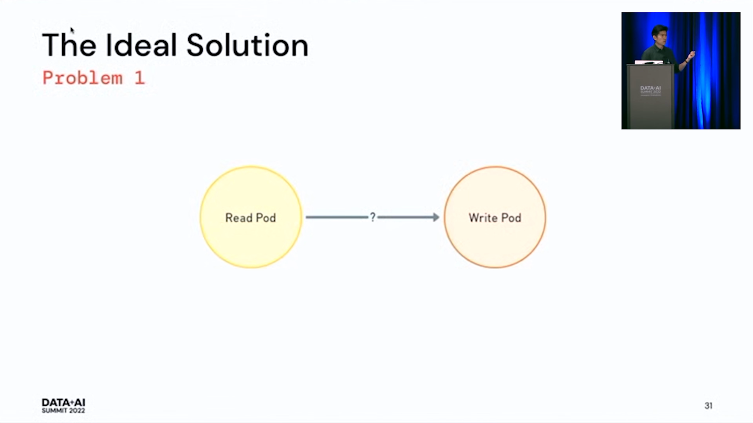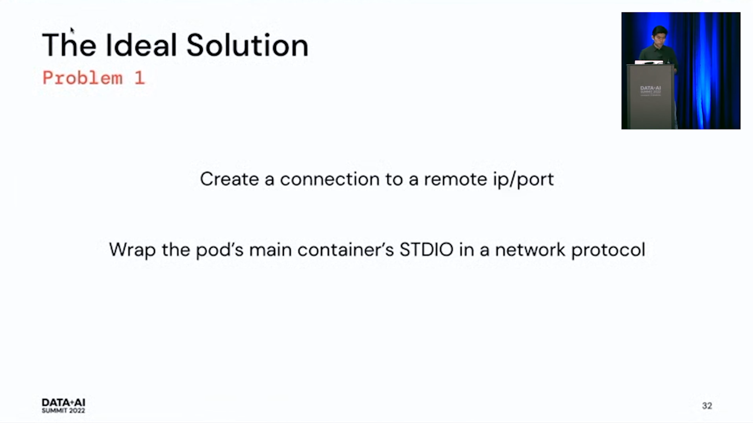You have your read CLI in the read pod, the write CLI in the write pod. How do we get them to talk? So what we realized was, taking a step back, you can actually restate this problem as a networking problem. And when you view it from the networking lens, it becomes much easier. The problem now becomes, okay, how do I create a connection to a remote IP port? And how do I wrap the main container's standard streams in a network protocol, right?